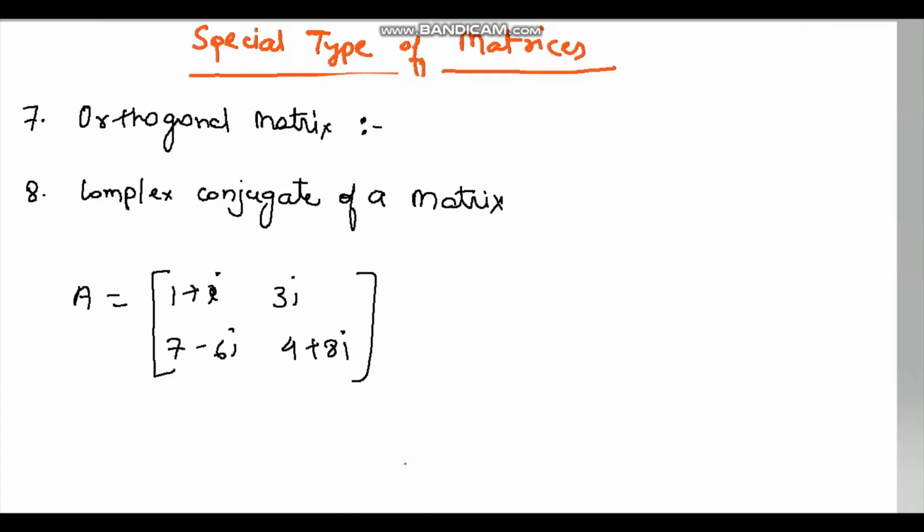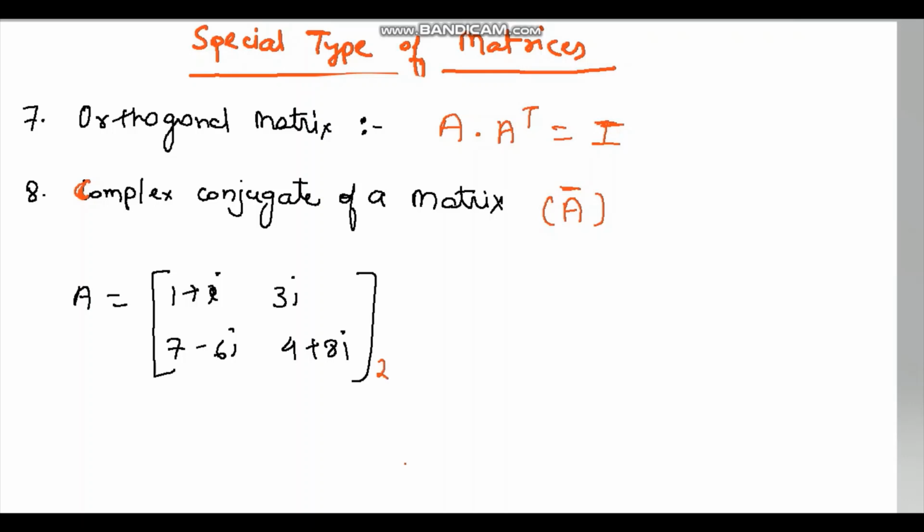The next type is the orthogonal matrix. What is an orthogonal matrix? If a matrix satisfies the relation A into A transpose is equal to an identity matrix, then the given matrix is called an orthogonal matrix. And the next important type is the complex conjugate of a matrix, denoted as A bar. Let us take one example and see how to find the complex conjugate of a matrix.